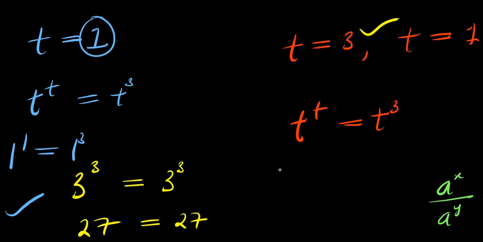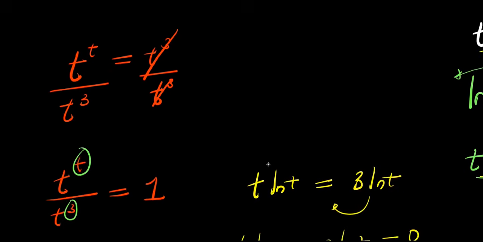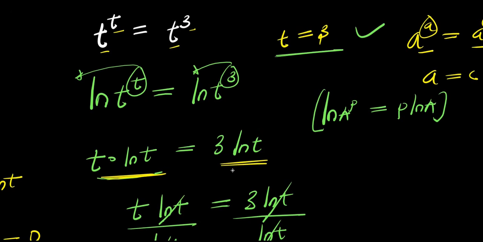So the two solutions have proven to be correct, guys. So any method you want to use is fine. You can decide to take the natural log and you have the two answers, or you can decide to divide by t power 3 and you also get the two answers.